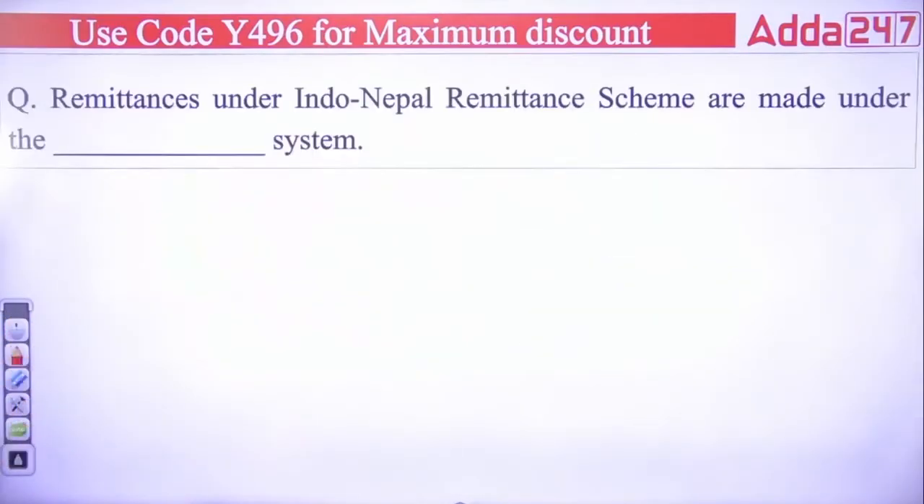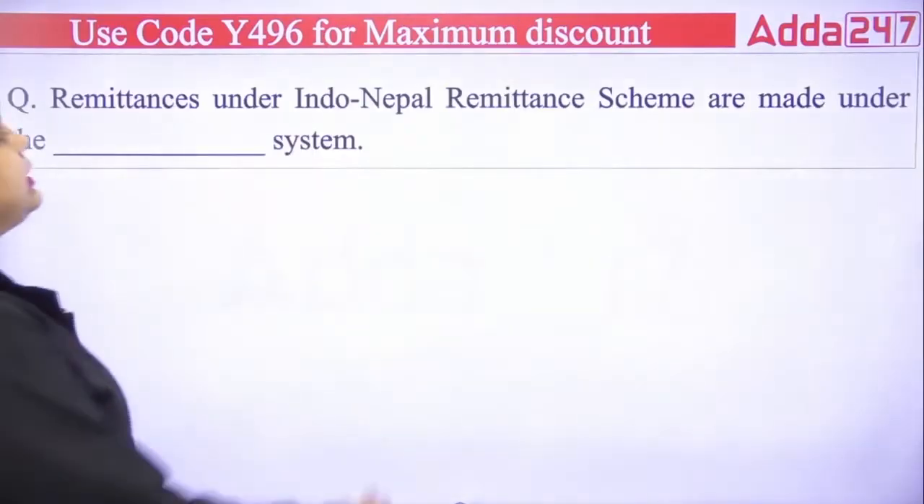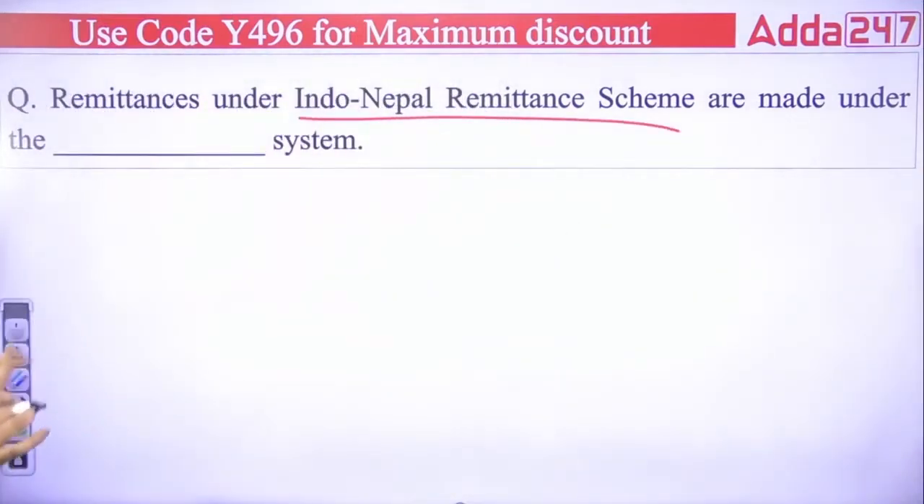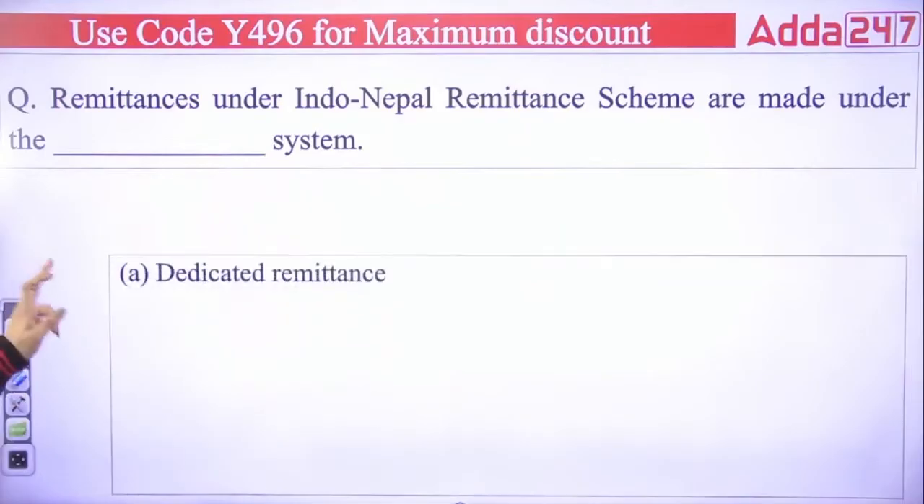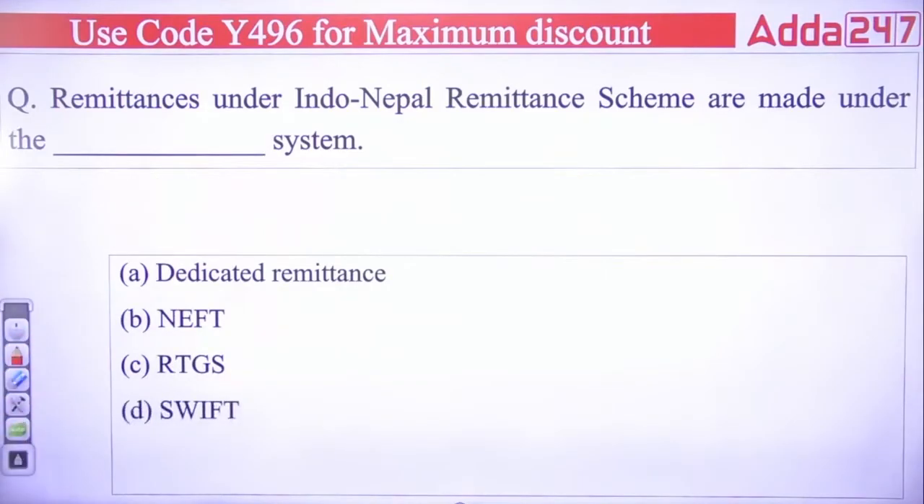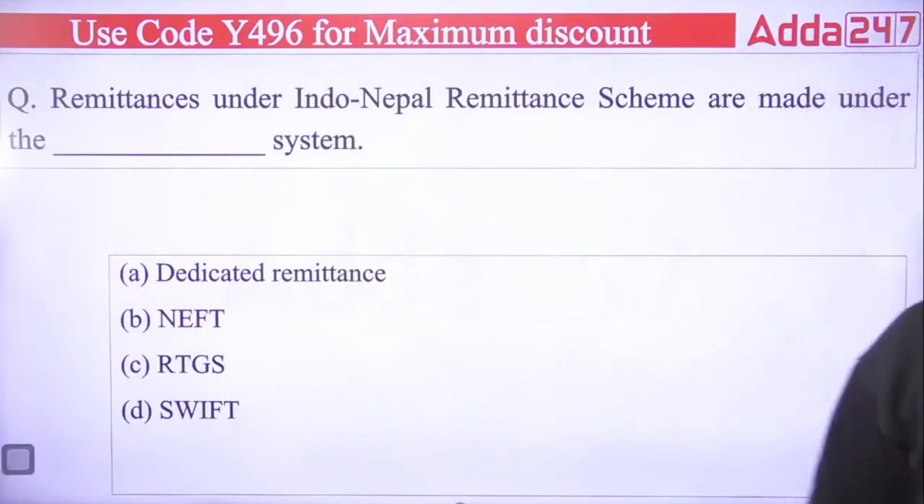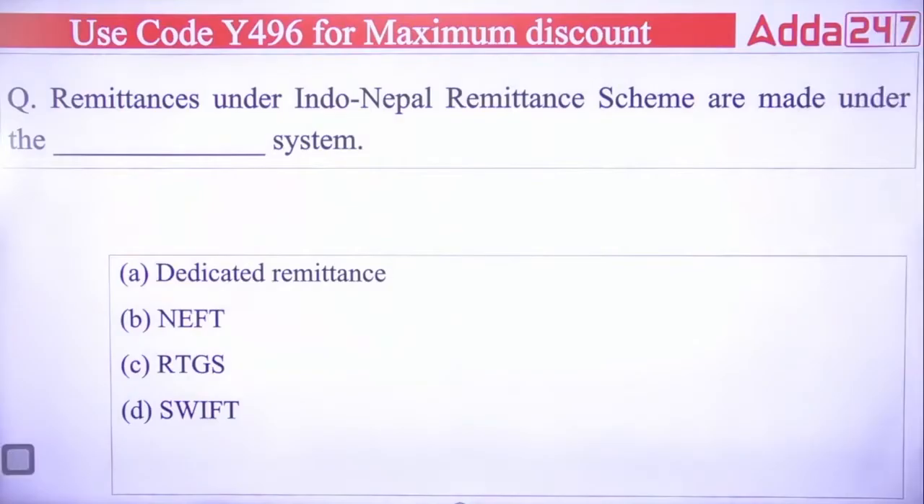Next question. Next we have remittances under the Indo-Nepal remittance scheme are made under the dash system. First is dedicated remittance, then NEFT, RTGS, SWIFT. Which of the following is true? So remittances under the Indo-Nepal remittance scheme are made under the dash system. Which system? A, B, C or D?